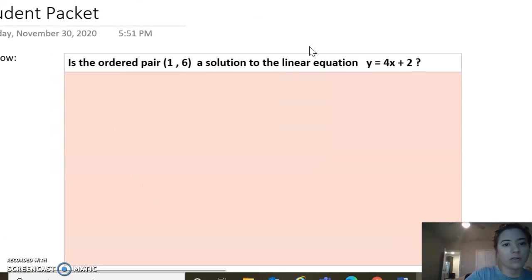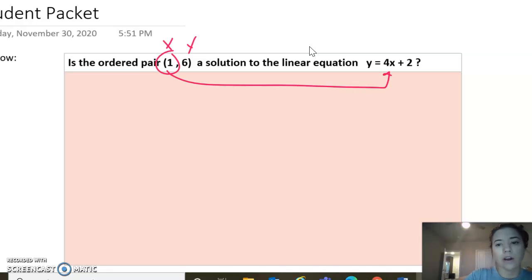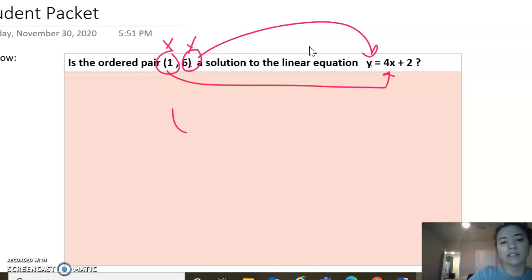All right, so just like yesterday, we started by labeling this point x, y, and then we took that x value, plugged it in where x was, and then we take the y value and plug it in where y is. So y is 6 equals 4.